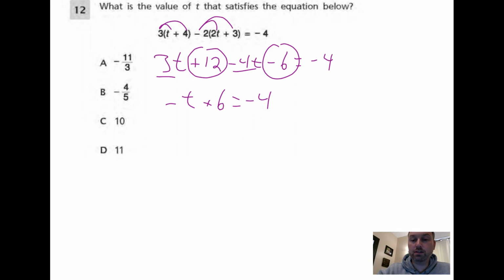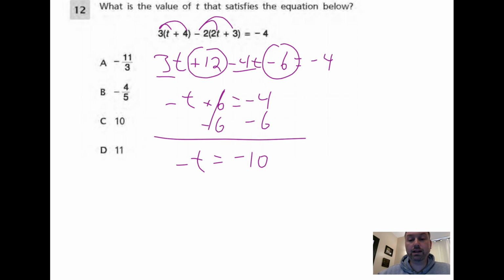Okay, at this point, hopefully you recognize to subtract 6 from both sides. Again, once you're shifting variables or constants from one side to the other, you're thinking opposite. If you see subtract, you're adding. If you see plus, you're subtracting. All right, so those cancel. You get negative t equals negative 10.